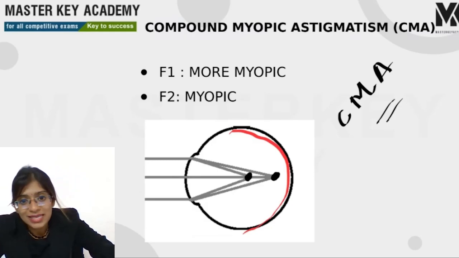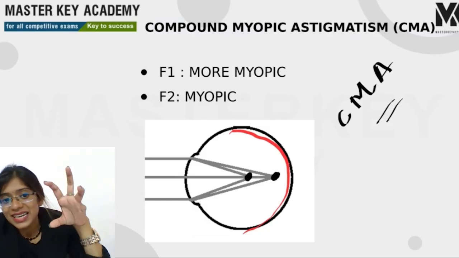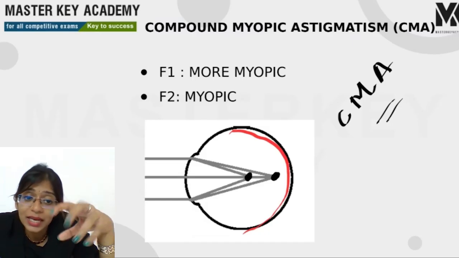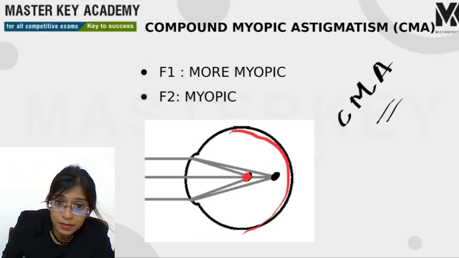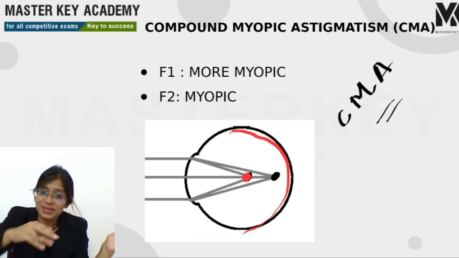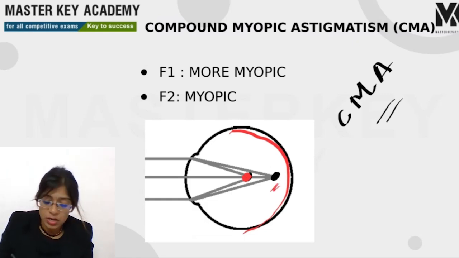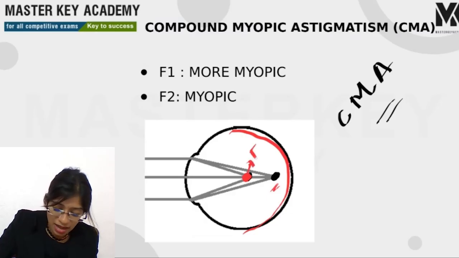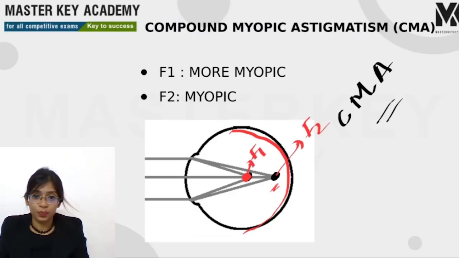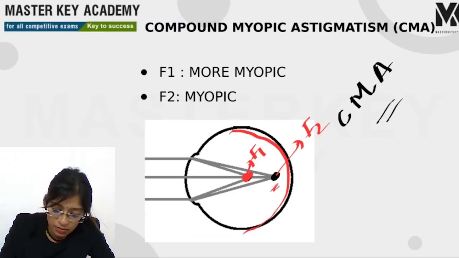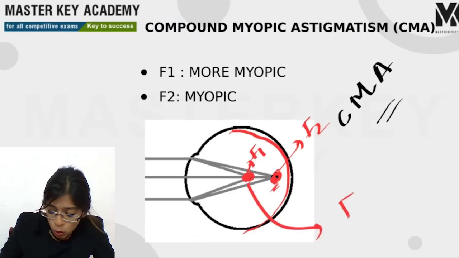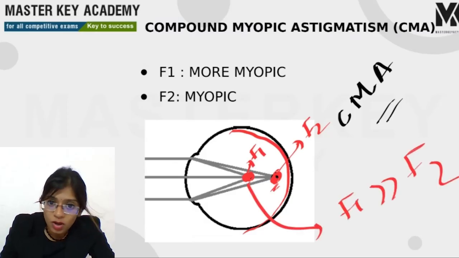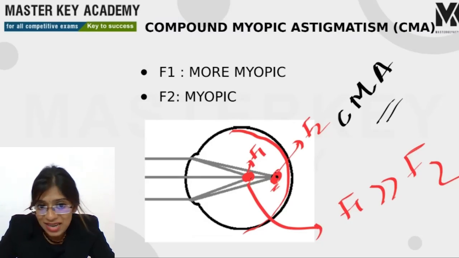Okay, so you guys tell me, both are myopic, which is more myopic? The image that is farther from the retina will be more myopic. Look here, see the image formed here, it is having more distance compared to the image formed here. So I will call this as f1 and this as f2. This is focal image f1, this is focal image f2. And which is more myopic? See, f1 is more myopic than f2 because f1 is away from the retina.